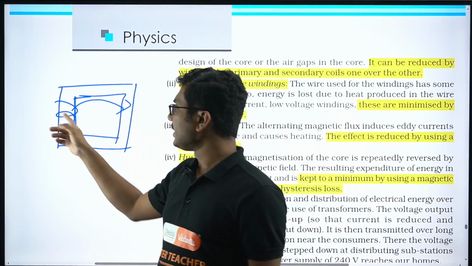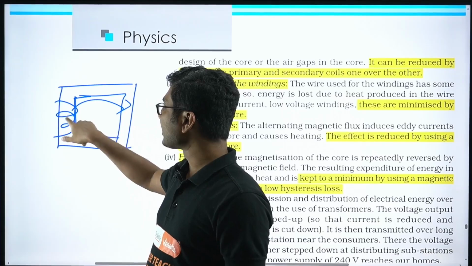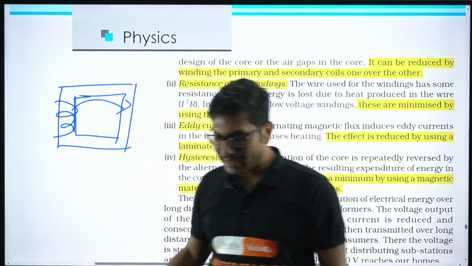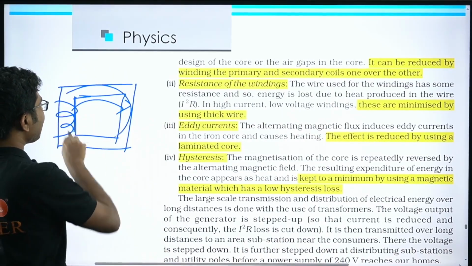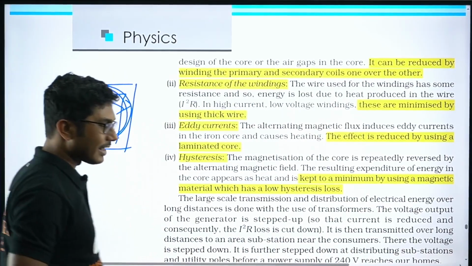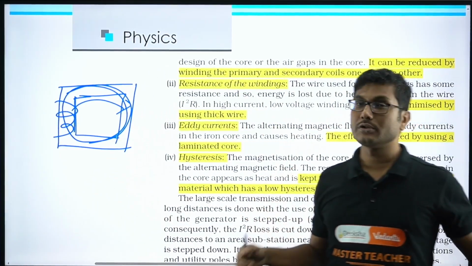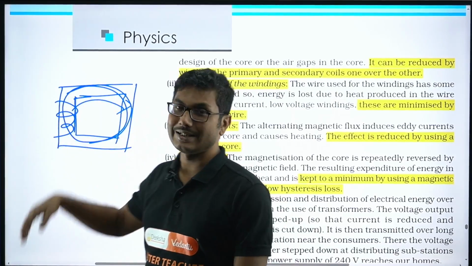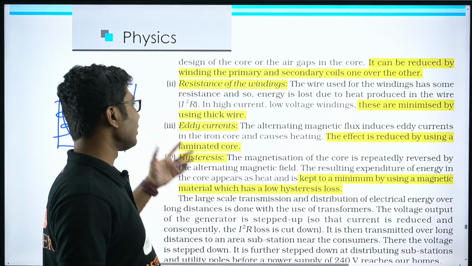So what is happening here is there is a flux change in this primary. This flux change is also affecting this core. So due to that, the core itself starts getting some current flowing in it, and that can lead to heating up of the core. Also, the energy supplied by primary is getting wasted by this current developed in the core. So that is called eddy current.